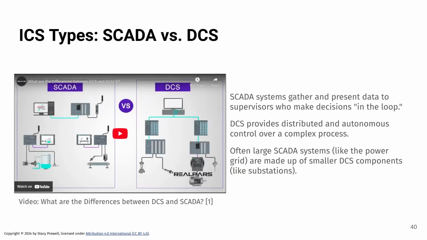SCADA systems gather and present data to supervisors, and they make decisions. DCS provides distributed autonomous control over some complex process. And like I said, often large SCADA systems are made up of smaller DCS components.